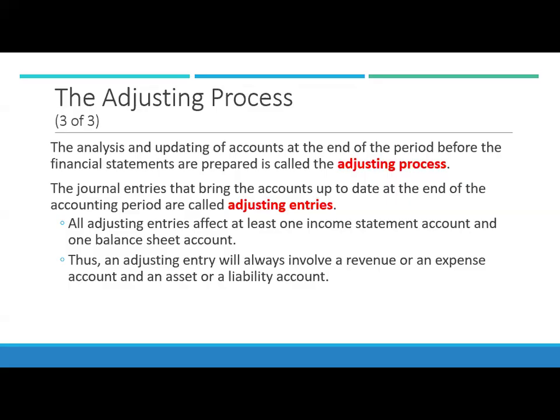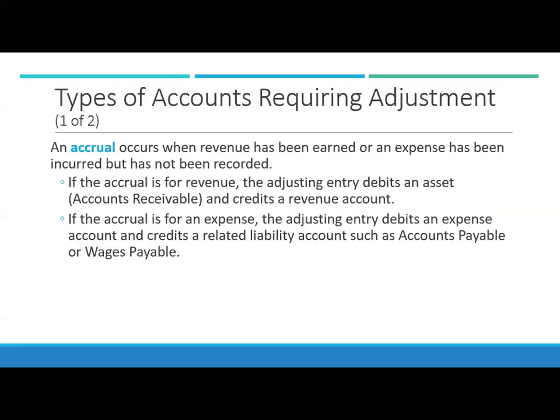For example, a returned check or a fee charged by the bank that the client wasn't aware of during the period, and now they have to adjust for that at the end. But this is all adjusting for stuff that was not recorded in the daily process of business and bookkeeping. And now it's the end of the month and we're just squaring everything away so the financial statements are correct for the period. And so there's types of accounts requiring adjustment.